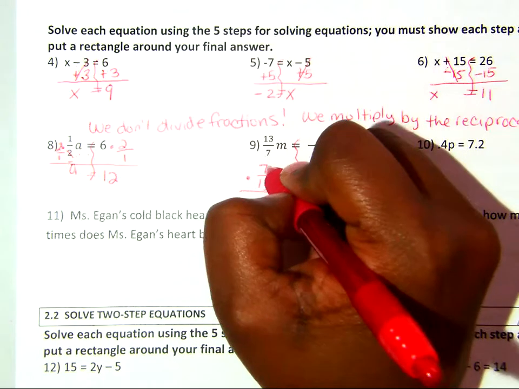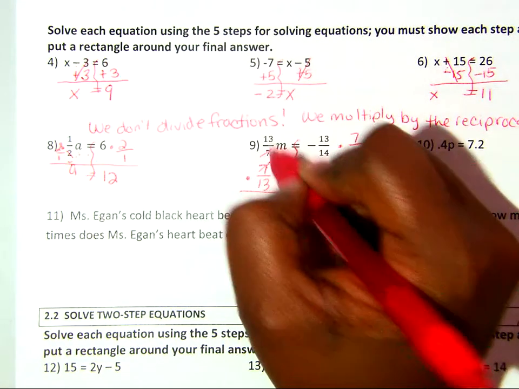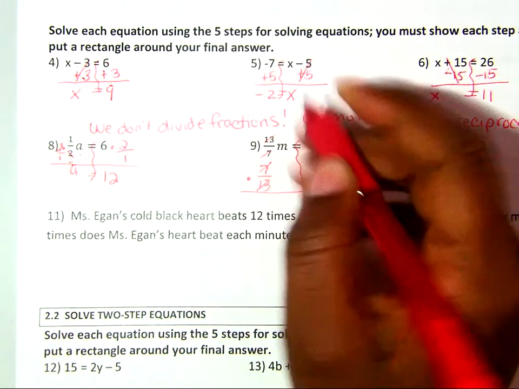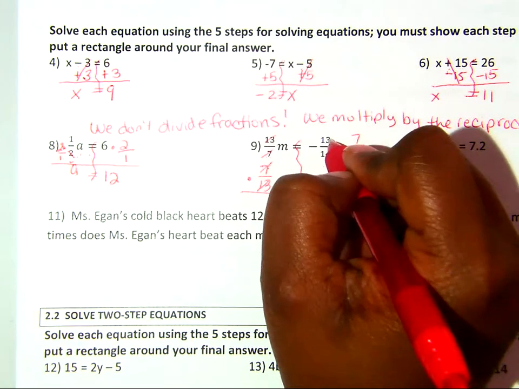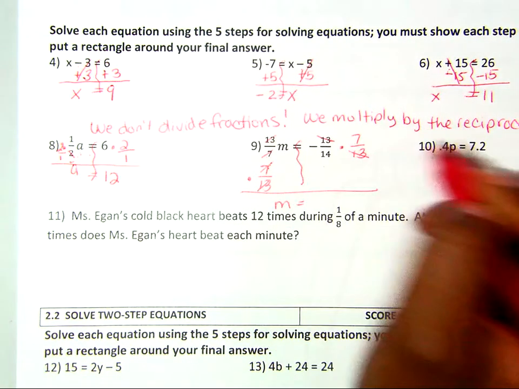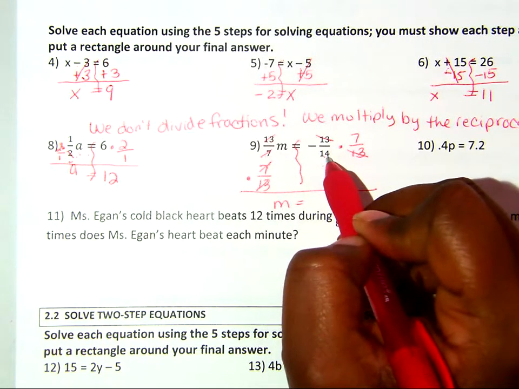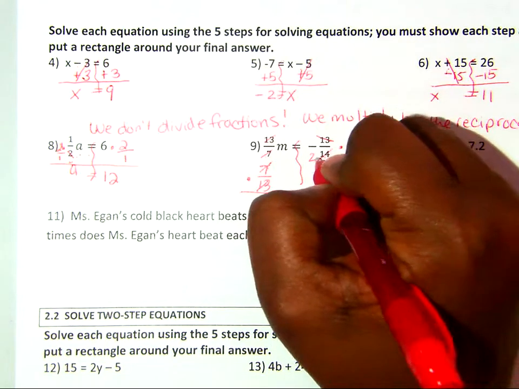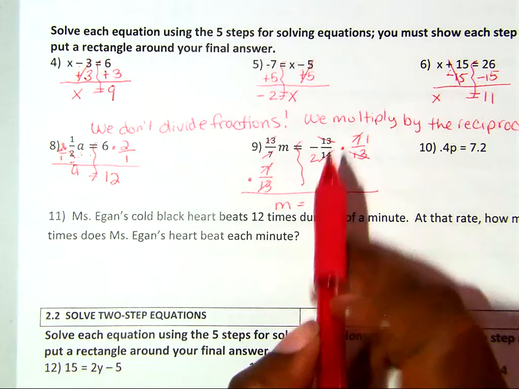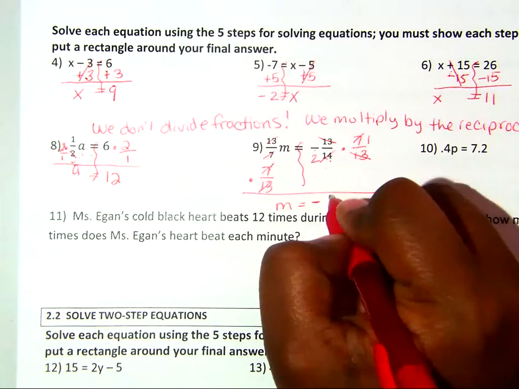Right here, I had a 7 on the top and a 7 on the bottom, so those cancel. I got a 13 on the top, 13 on the bottom, so those cancel. I'm left with M equals. I have 13 on the top, 13 on the bottom, so those cancel. I have a 7 and a 14. Well, I know 14 can be divided by 7, and 7 can be divided by 7. This will be 2. This will be 1. I have a negative sign, so my answer is negative 1 over 2.